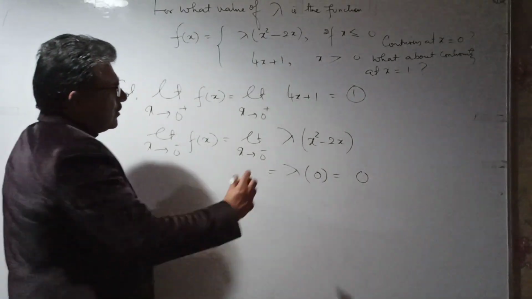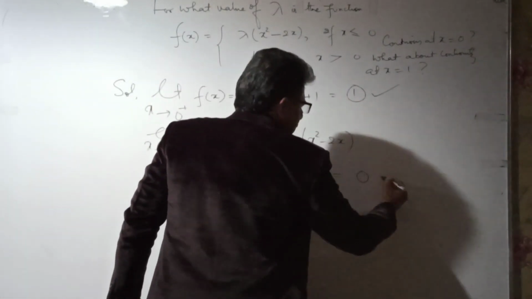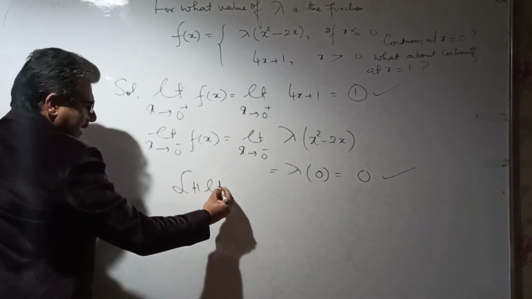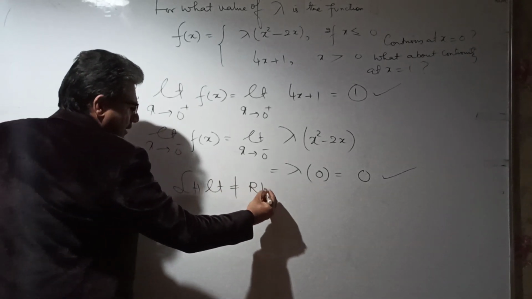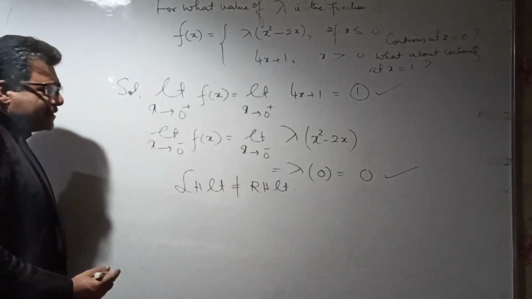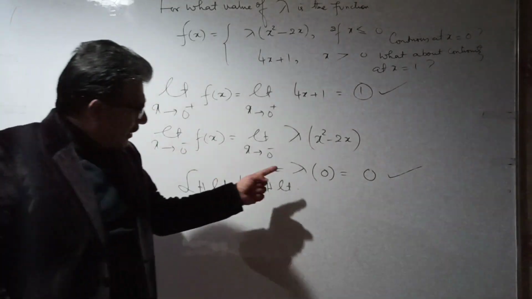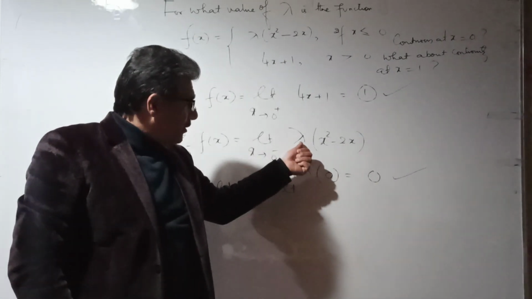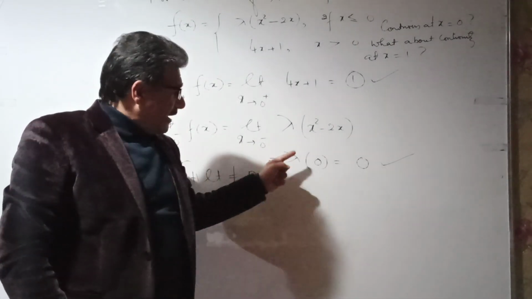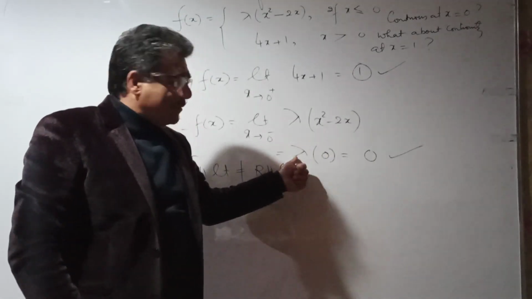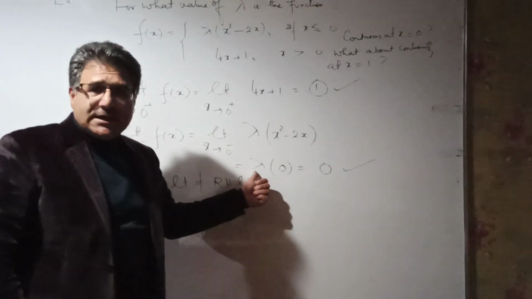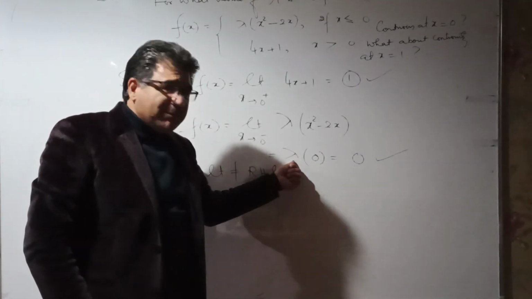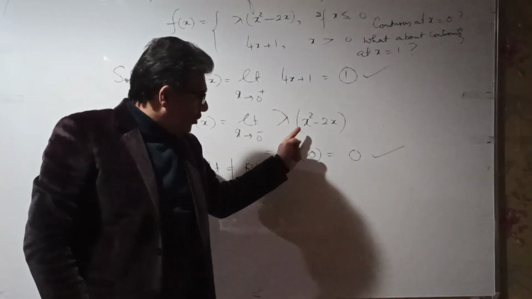Now see, what is the right hand limit? It is 1. What is the left hand limit? It is 0. So here, the left hand limit is never equal to the right hand limit. It can be never, whatever be the value of lambda, because this part becomes 0. So whatever be the value of lambda, this will always be equal to 0. If lambda is 1, 1 into 0 is 0. If lambda is 2, 2 into 0 is 0. If lambda is 100, 100 into 0 is 0. So whatever be the value of lambda, this portion will always be equal to 0.